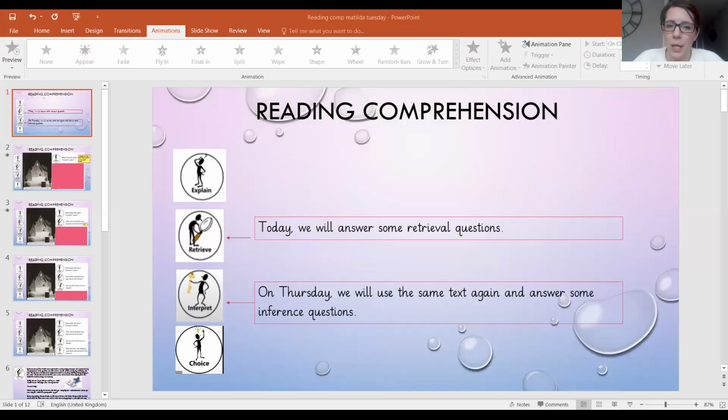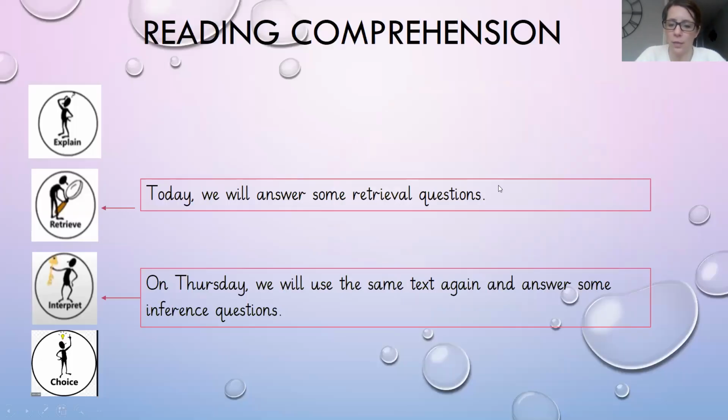This is our second session this week, and we are going to be looking at our text Matilda again. But first, we're going to start our lesson, as we always do, by sharing a picture. Today, we're going to be looking at answering some retrieval questions about our text Matilda, and then on Thursday, we're going to be answering some inference questions. But as I said, we are going to be looking at a picture first to get our brains working.